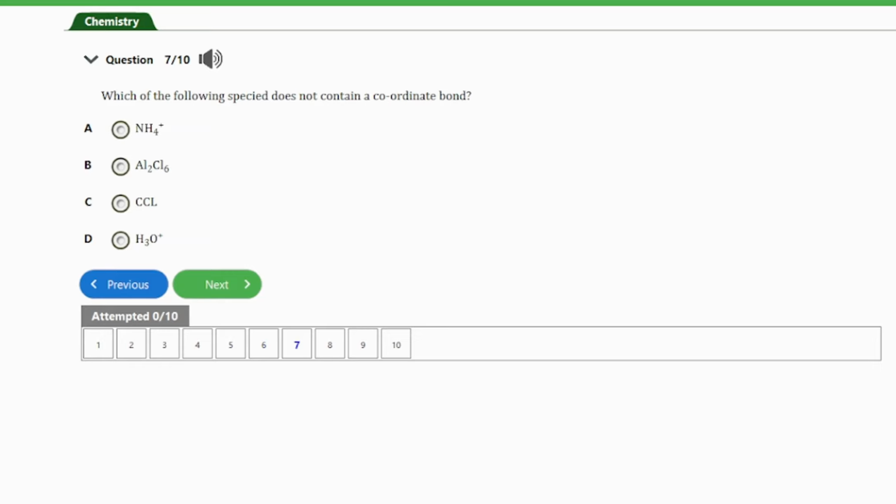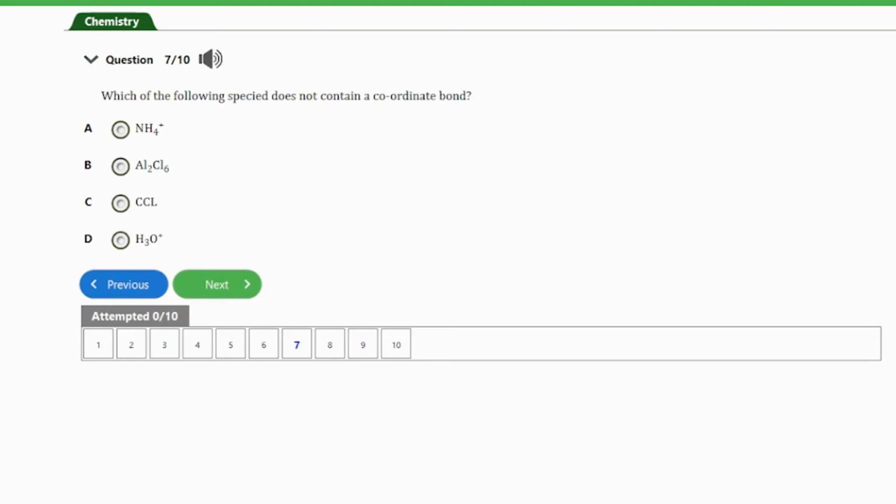Question number 7. It says, which of the following species does not contain a coordinate covalent bond? Option A, we have ammonium ion. Option B, we have aluminum chloride. Option C, we have carbon chloride. And option D, we have hydroxonium ion. So guys, looking at this, the only option here that does not have a coordinate bond is carbon chloride. All these other species have a coordinate bond.